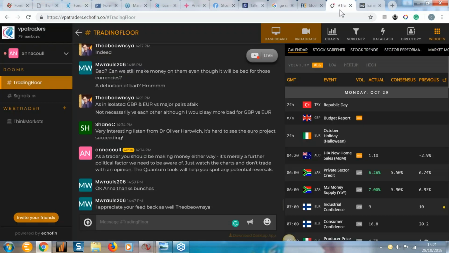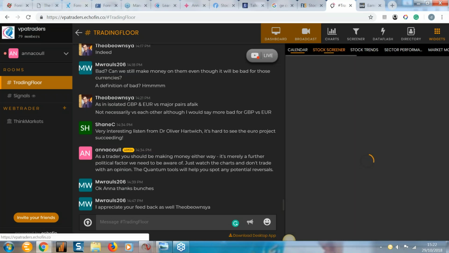Let me see what it looks like. This is what it looks like in the room itself. We have obviously contributions from our traders. There are crypto traders there, forex traders, stock traders. It's got some fantastic features on this particular platform. There's an economic calendar, all sorts of widgets that you can use, stock screeners, and stock trends.